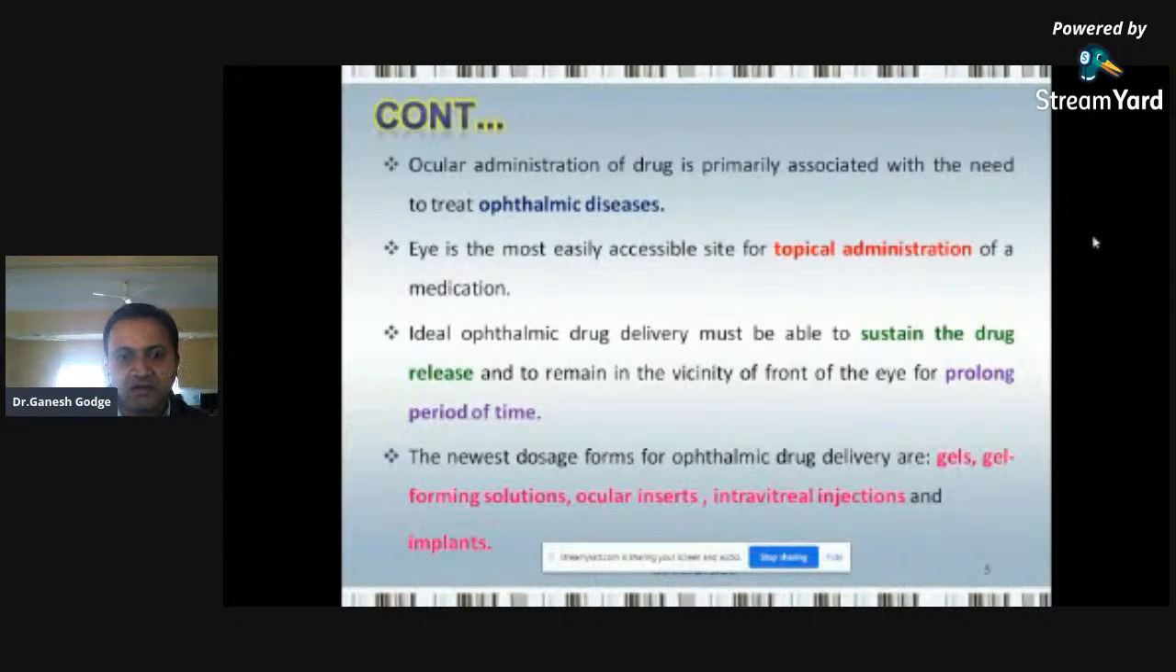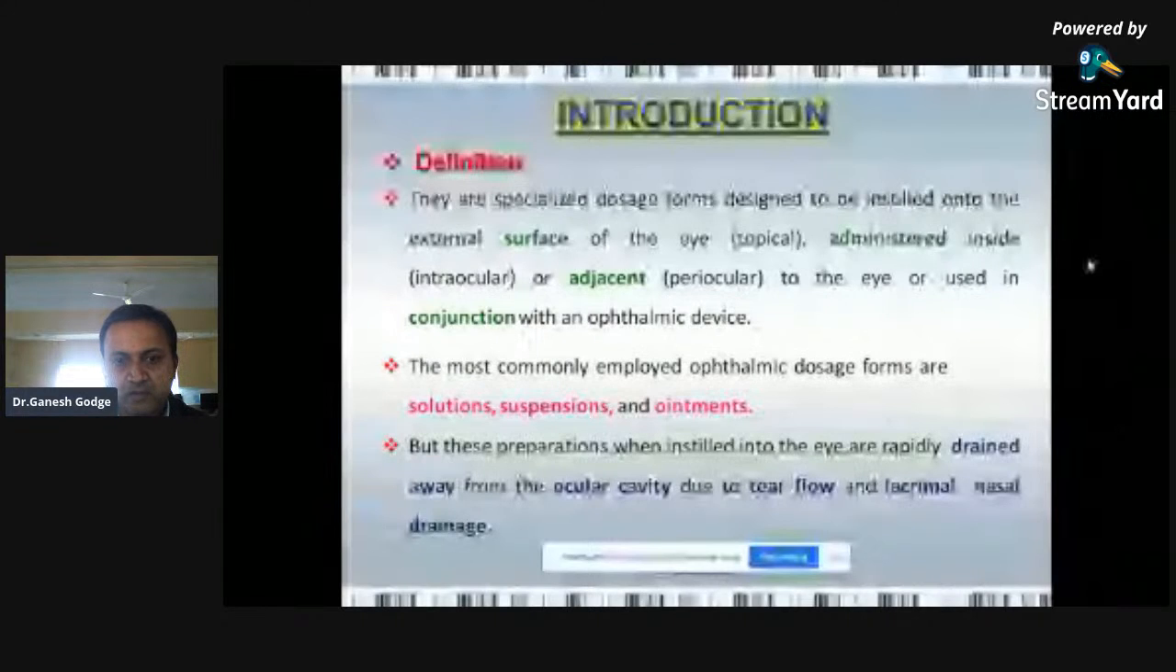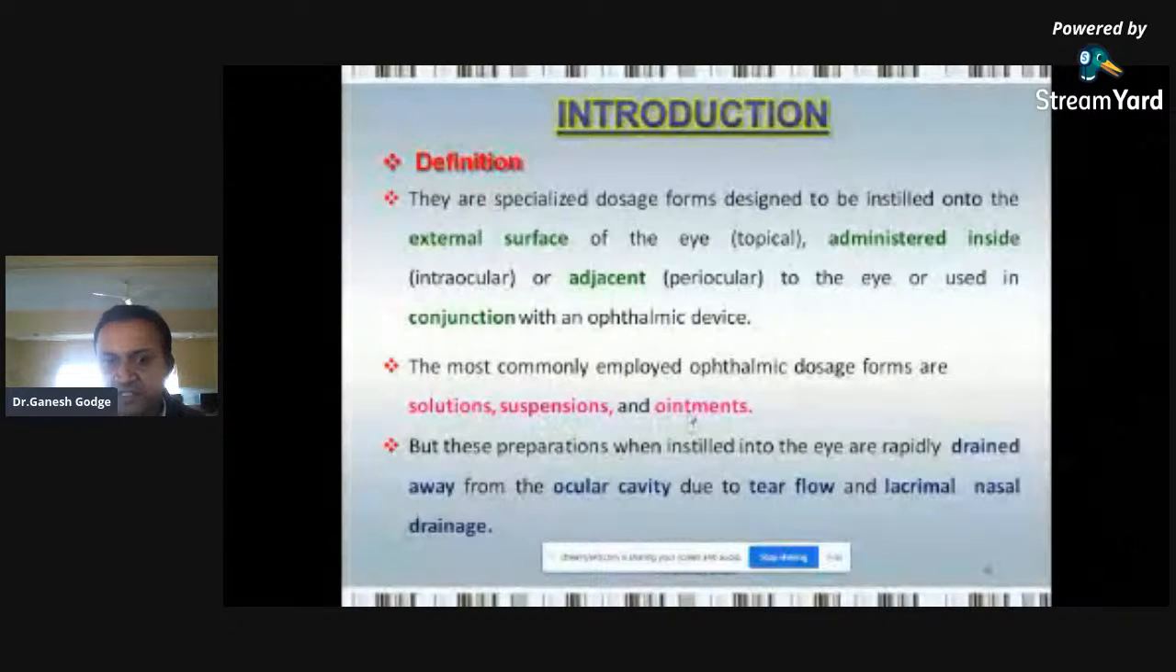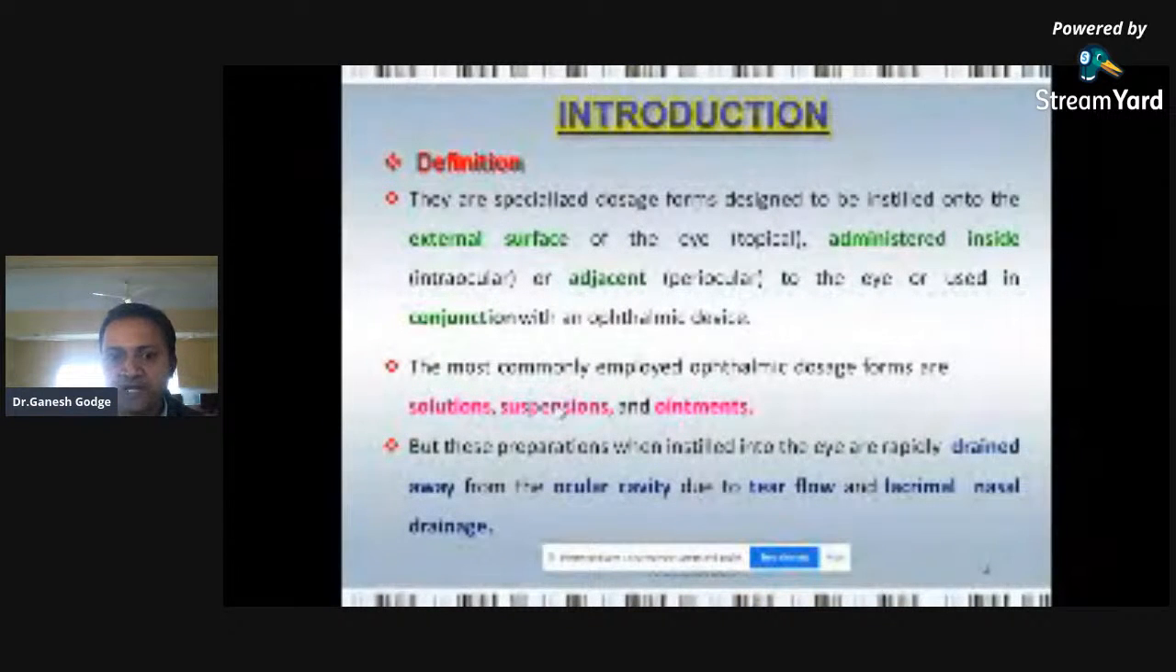An ideal ophthalmic drug delivery must be able to sustain the drug release and remain in the vicinity of the front of the eye for a prolonged duration of time. What is the meaning of this point? On the previous slide we have seen the most commonly employed ophthalmic preparations: solution type, suspension type eye drops, and ointment type are available. Conventional ocular preparations, solution, suspension, ointment type of ophthalmic products available in the market, are placed in the category of conventional ocular preparation.